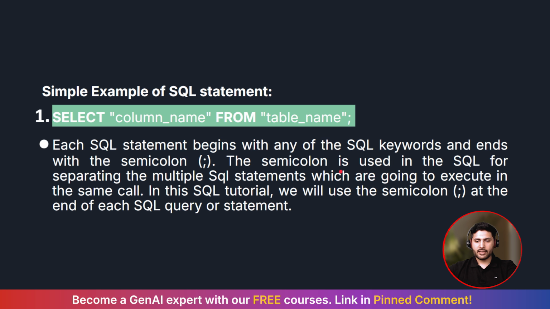The semicolon is used in SQL for separating multiple SQL statements which are going to be executed in the same call. In the SQL part, we will be seeing a semicolon at the end of each SQL query statement. So in the tutorial that we are going to run, we'll have the semicolon written. If I have multiple queries written and I want to run them at once, the semicolon makes sure that each and every query is separated from another.